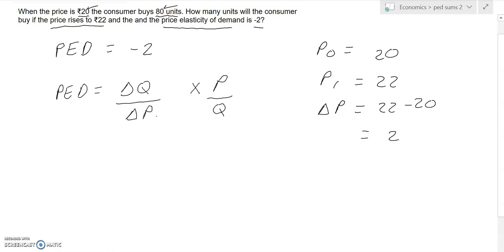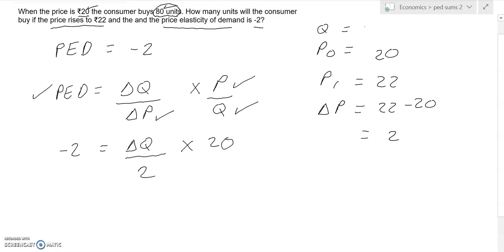We have delta P, we have your original P, and we have Q. We also have the PED. We simply substitute and solve. -2 is equal to your delta Q, which is unknown, upon 2 into original price, which is 20, and original quantity demanded is 80 units. So maybe we can write that down separately. Your Q0, or simply Q, is equal to 80. So upon 80 over here.